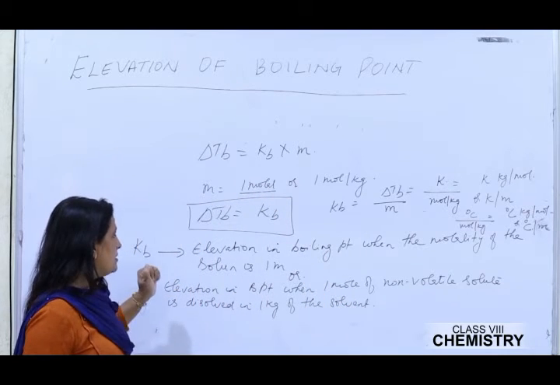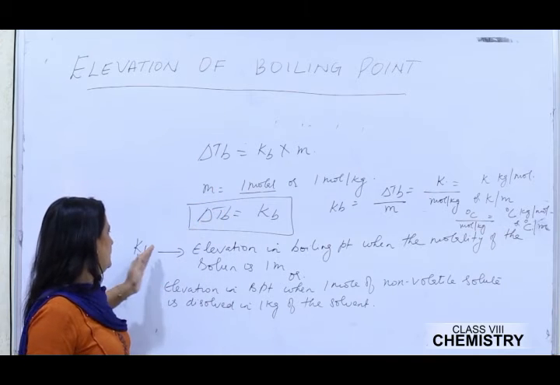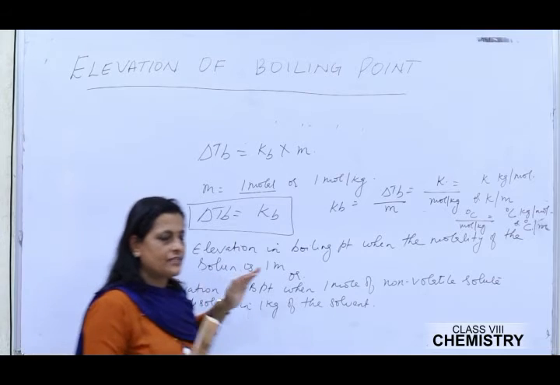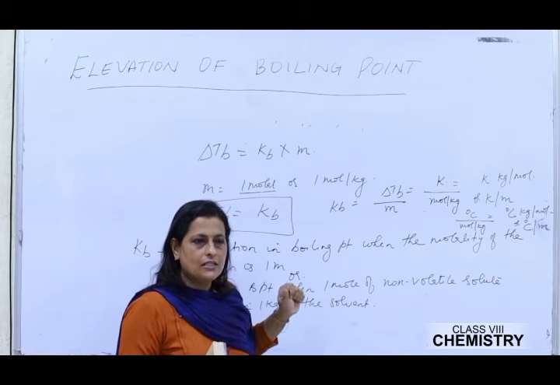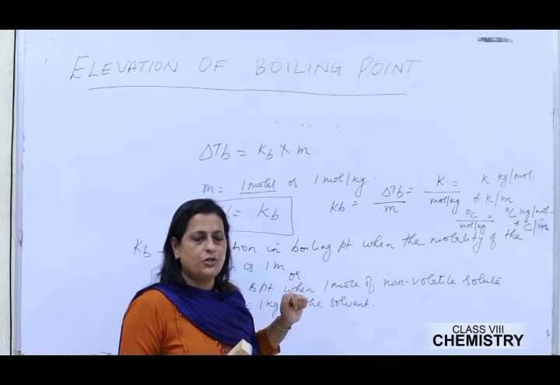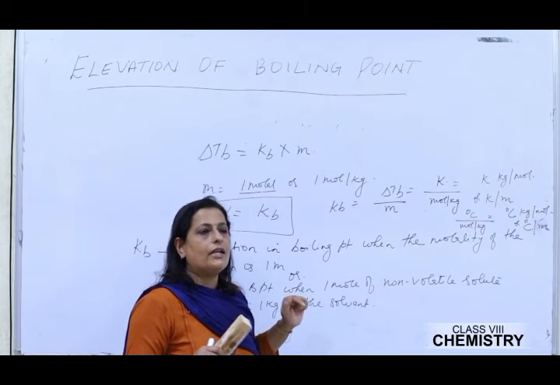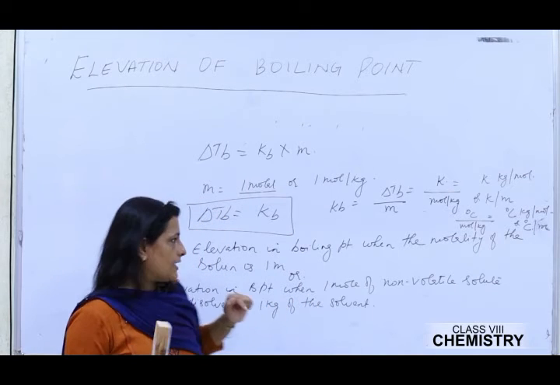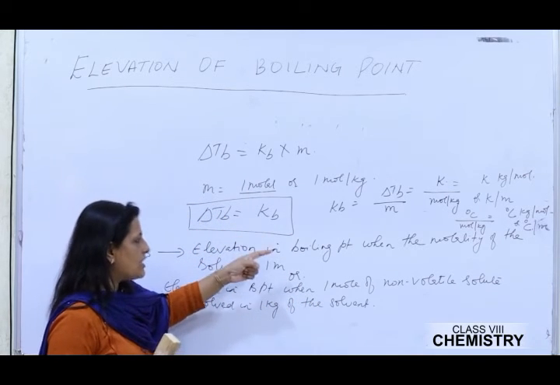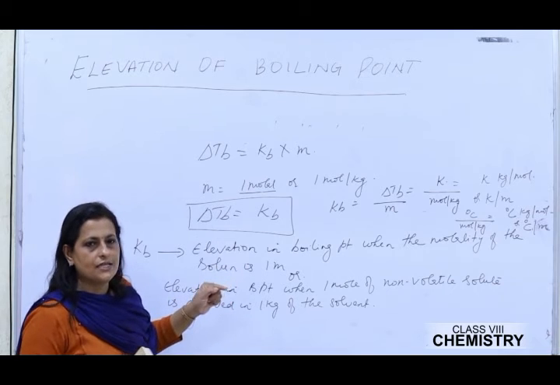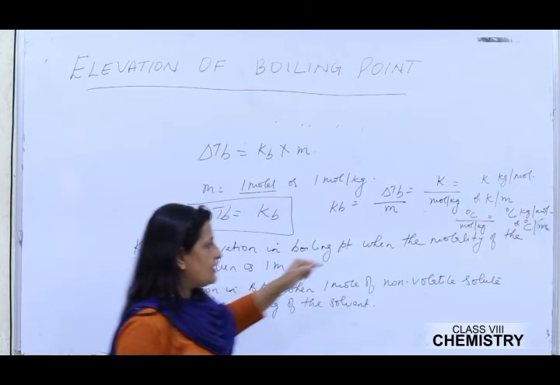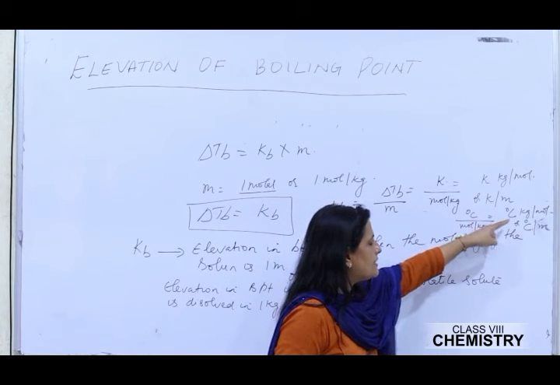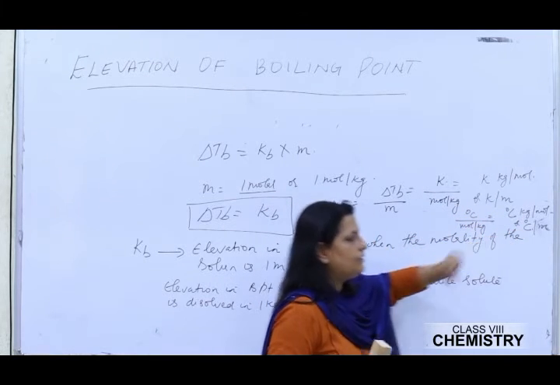Elevation in boiling point, then molal elevation constant. Elevation in boiling point is the difference in boiling point of solution and solvent. That is, when we add a non-volatile solute to a pure solvent, its boiling point is increasing. Why is the boiling point increasing? Because the vapor pressure is decreasing. Then Kb is the elevation in boiling point when the molality of the solution is 1 molal, and its unit is Kelvin kg per mole or Kelvin per molal, or degree C kg per mole or degree C per molal.